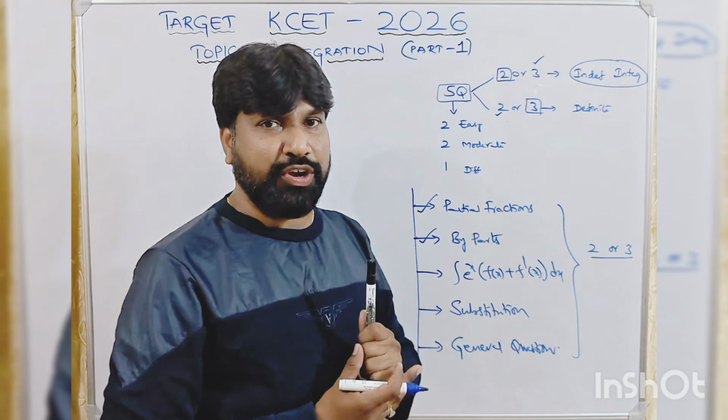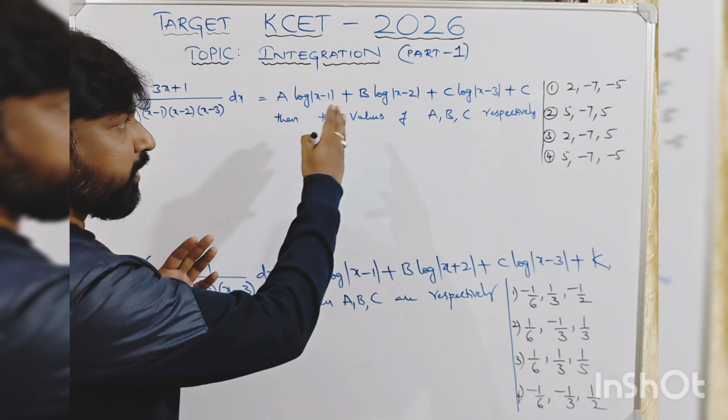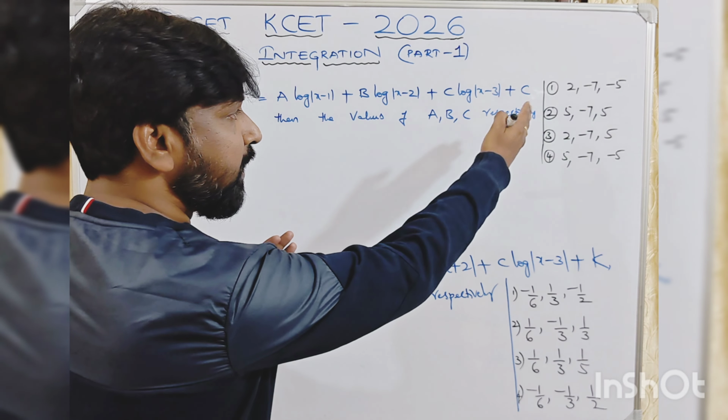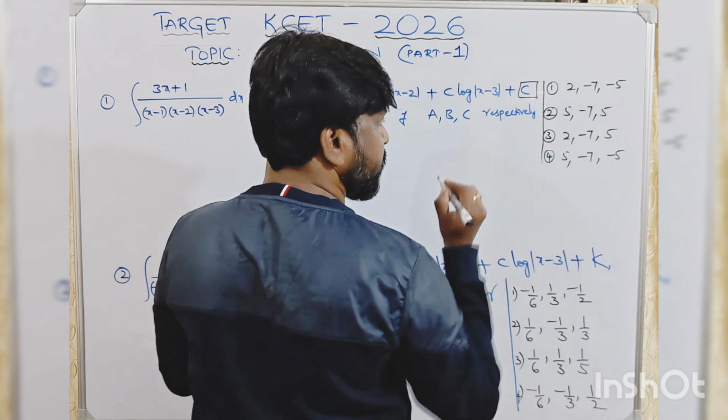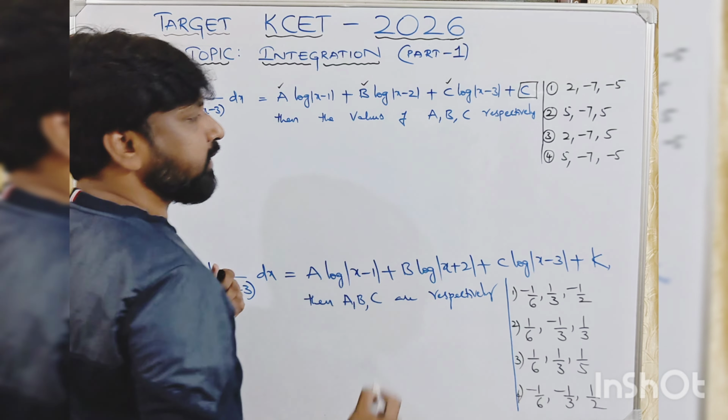Now we are discussing the first model, partial fractions, whenever an integration is given. Look carefully. The integral of 3x plus 1 by (x minus 1)(x minus 2)(x minus 3) dx is equal to A into log mod x minus 1 plus B into log mod x minus 2 plus C into log mod x minus 3 plus c, where this c is the integration constant. Then they are asking the values of capital A, capital B, and capital C.